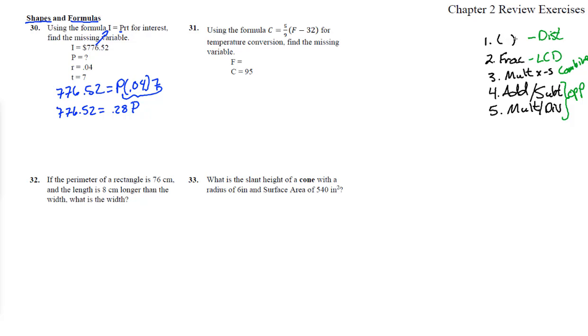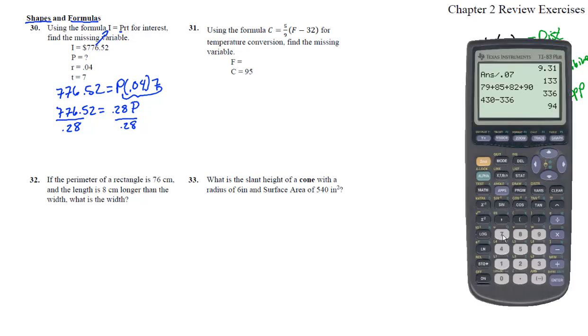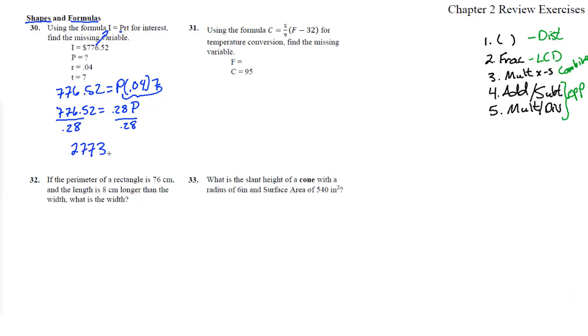Sure. No parentheses, no fractions, no multiple P's. We don't even have addition or subtraction. It's just a one-step problem where we divide by 0.28, and use a calculator. I don't think I can do that one in my head. 776.52 divided by 0.28. Enter. 2773.29. Now this is dollars and cents, so rounding at 2 decimal places is conventional. That's a normal thing to do.